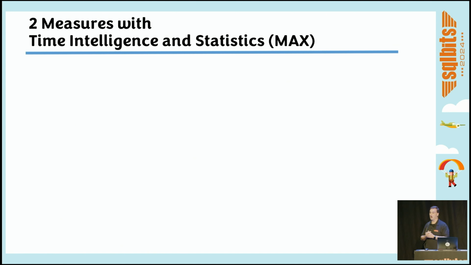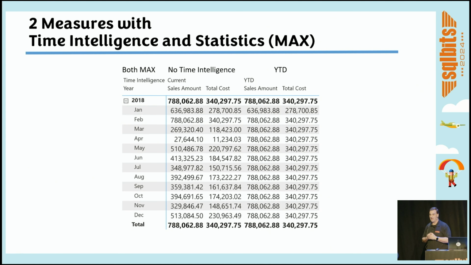Now we go where we actually have two calculation groups, which I'll cover later, time intelligence and statistics. So if you want to look at max or min or average, we can actually mix those so we can look at time intelligence with our statistics, or pick a metric with time intelligence.